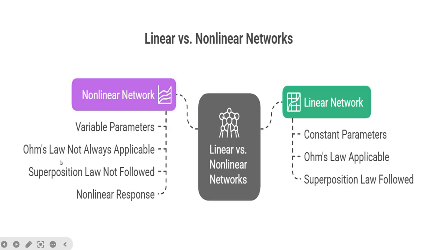cannot apply the Ohm's law. That is, Ohm's law is not always applicable to such type of networks, and the mathematical equations for non-linear networks will not follow the law of superposition. And also the response of such type of networks is non-linear in nature. Example is a circuit consisting of a diode, where the diode current will not vary linearly with the voltage which is applied to it. So this was about the linear versus the non-linear networks.